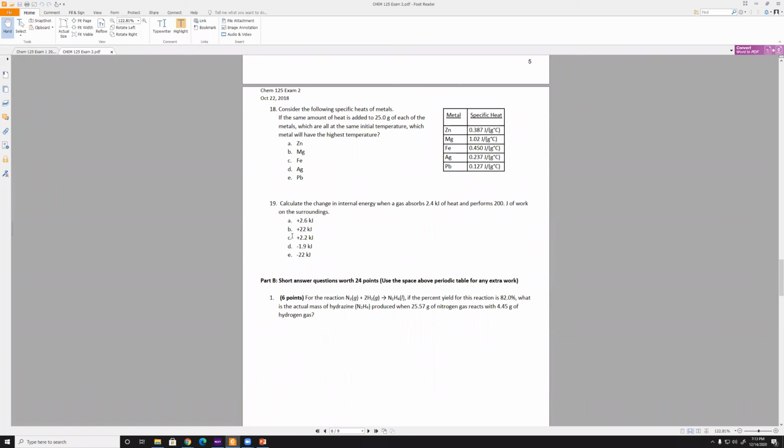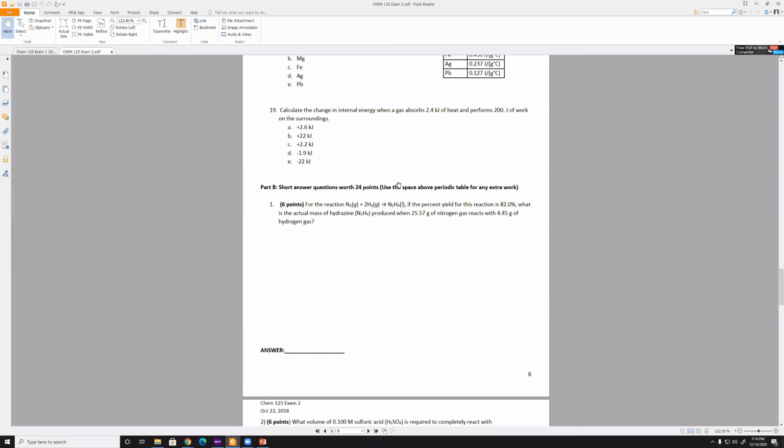Next, calculate the change in internal energy. That's easy. Internal energy is E. E equals Q plus W. So we have absorbs that much heat, so that means it's going to be a plus Q, and then performs that much on the surroundings, so a minus W. That's why the context is important. So it's going to be 2.4 kilojoules minus 0.2 kilojoules, which would be 2.2 kilojoules, which is C. That make sense?